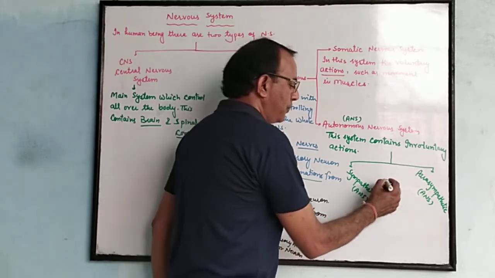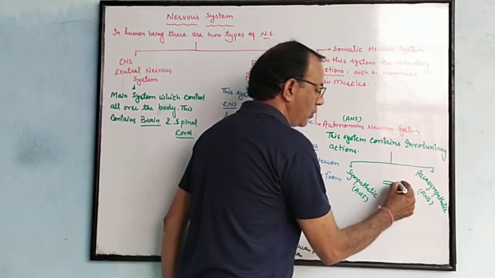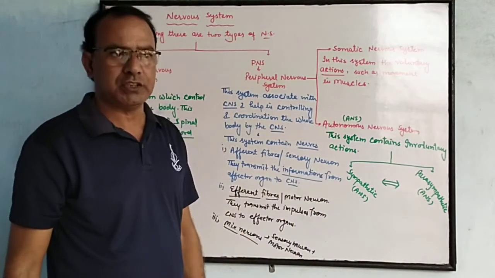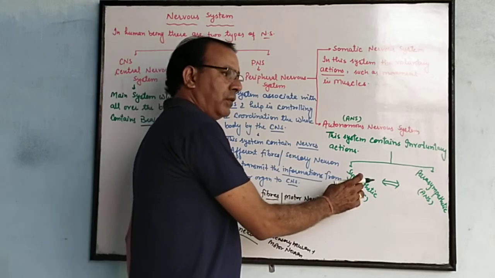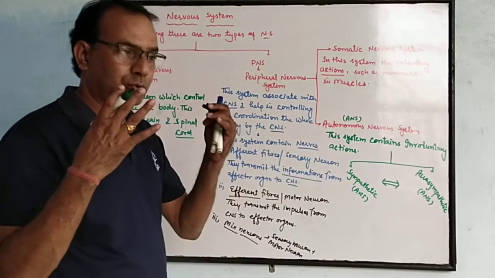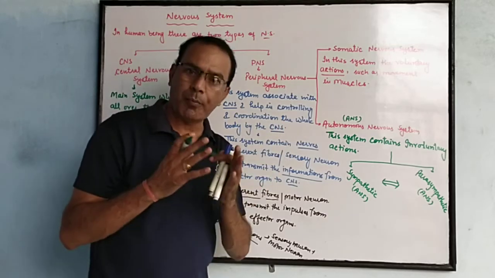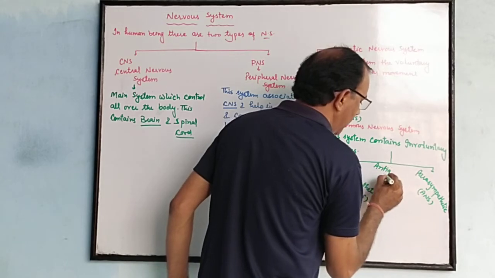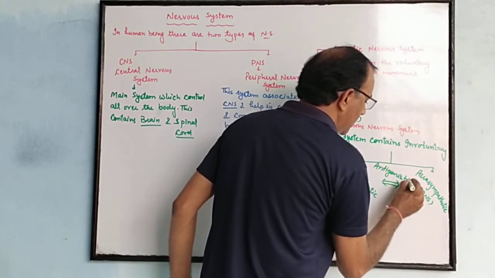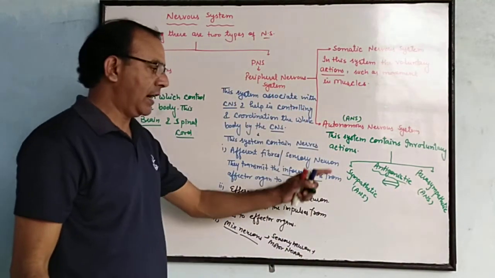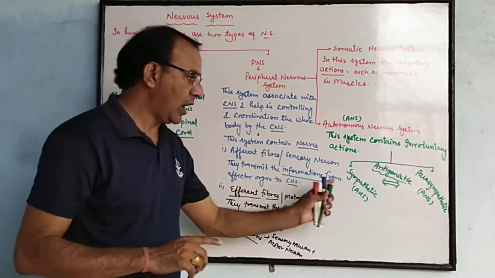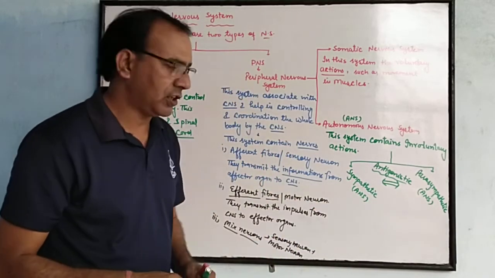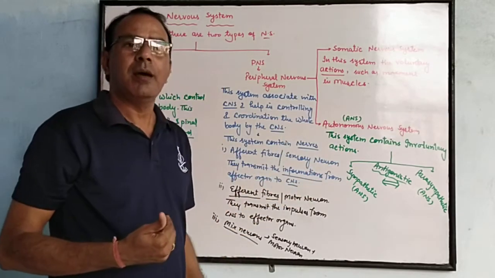Both the systems, sympathetic and parasympathetic, function opposite to each other. When two systems function opposite to each other, that is called antagonistic. So we can say that parasympathetic and sympathetic are both antagonistic. It means both actions perform in opposite directions: one in the forward direction, the other in the backward direction.